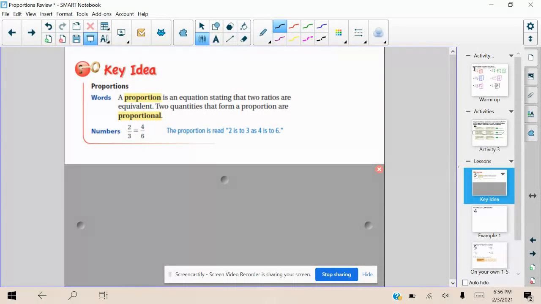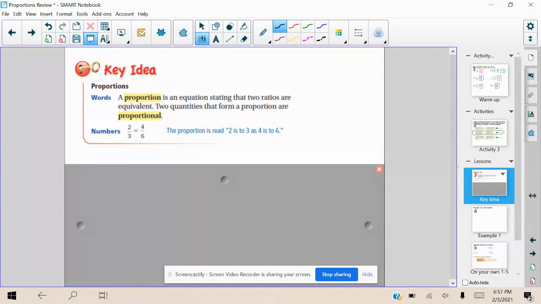So the key idea here, and please copy this down in words: a proportion is an equation stating that 2 ratios are equivalent. They're the same. 2 quantities that form a proportion are called proportional. So we're just changing proportion and throwing "al" at the end, proportional. So if we had 2 over 3 is equal to 4 over 6, then you would say it as 2 is to 3 as 4 is to 6.